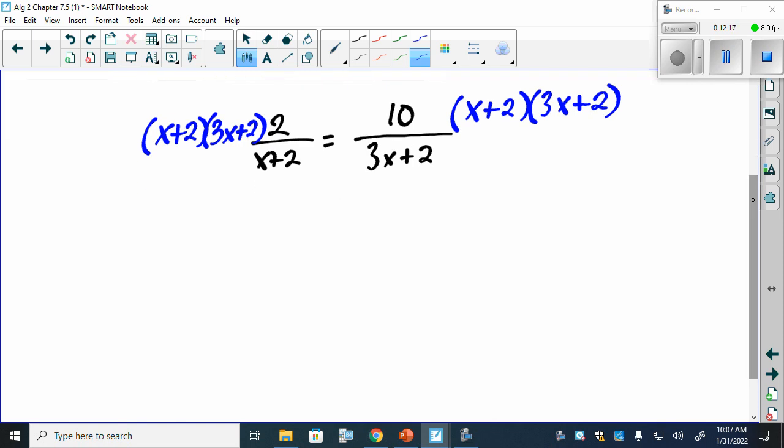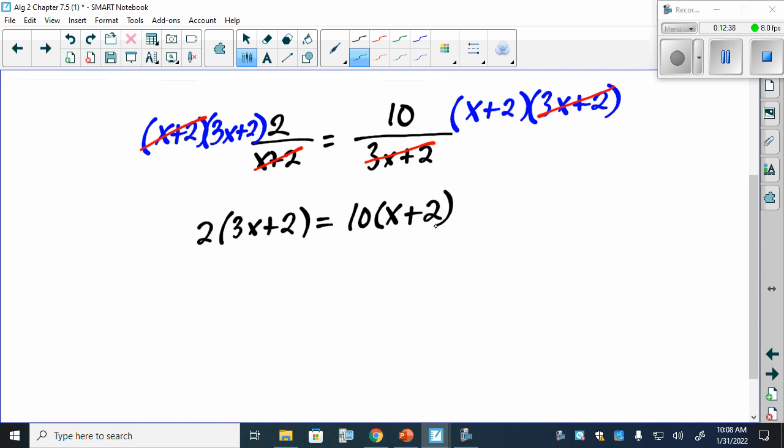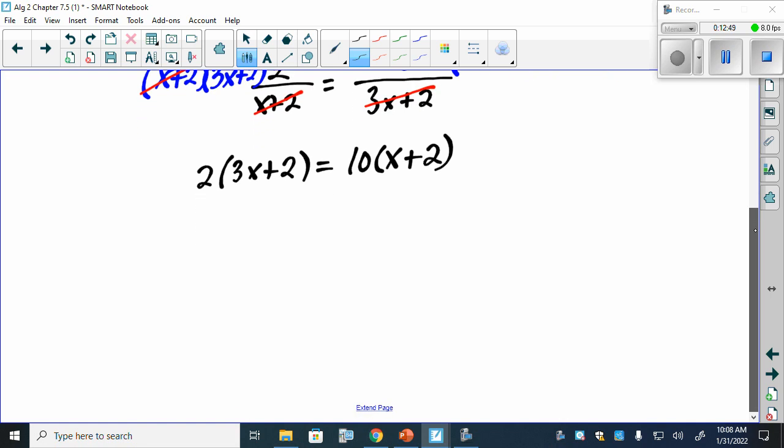Now looking at this here, as we saw in the last one, the x plus 2 and x plus 2 will cancel out. Here the 3x plus 2 and 3x plus 2 will. So really all we're left with is 2 times 3x plus 2 is equal to 10 times x plus 2. On the last one, I rewrote it with the multiplication step out just so we can see how that simplification works. But now that we see how it works, we don't have to continue to do that. Any questions on this here?